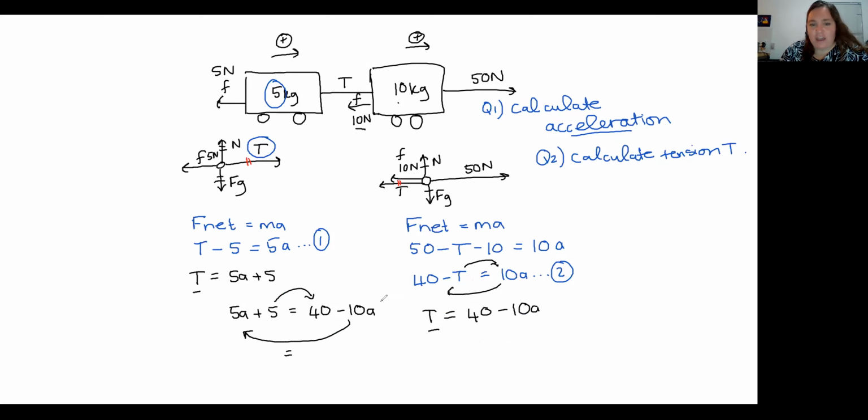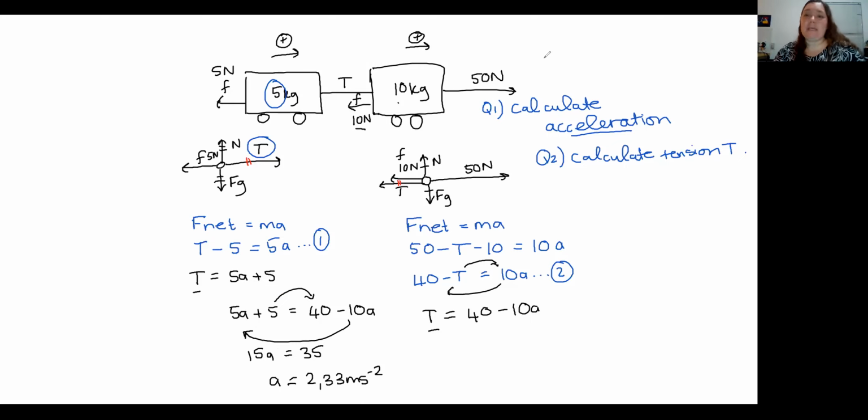So 5a, this 10 goes across and becomes plus 10a. That'll give me 15a is 40 minus 5, which makes it 35. And 35 divided by 15 gives me that the acceleration is 7/3, which is 2.33 meters per second squared.